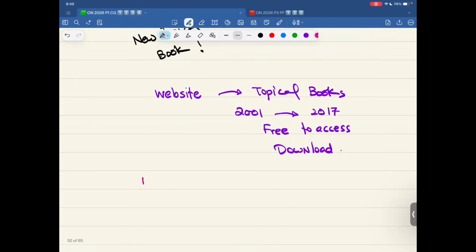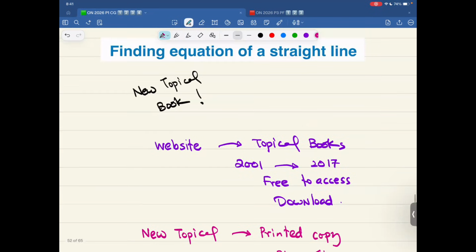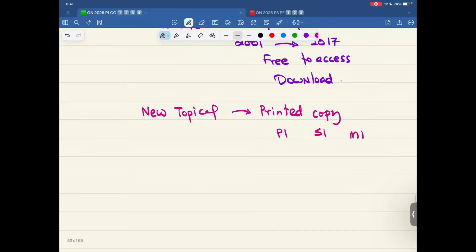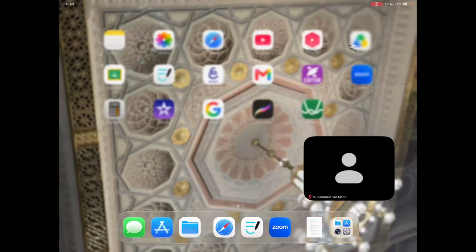When we talk about the new topical book, only the printed copy will be given to you. The printed copy will be available either through your college or through courier or something like that. So you'll be needing a P1, you'll be needing an S1. If someone is doing M1, that person will be needing an M1. So that will be the new topical book. This blue thing, that is the new topical book. That will be coming out in a week's time or so.